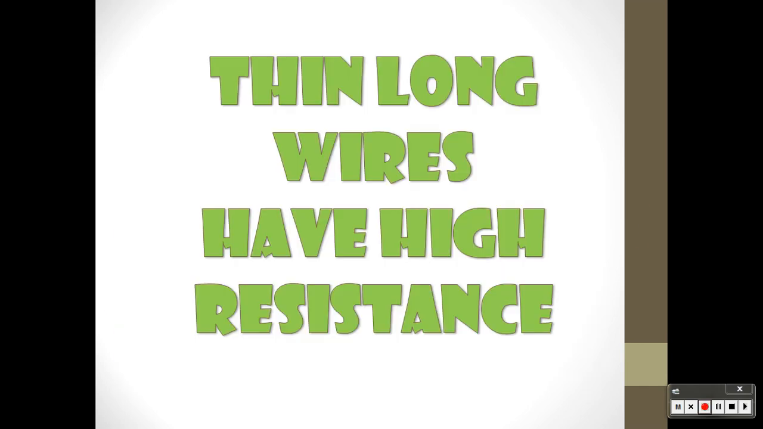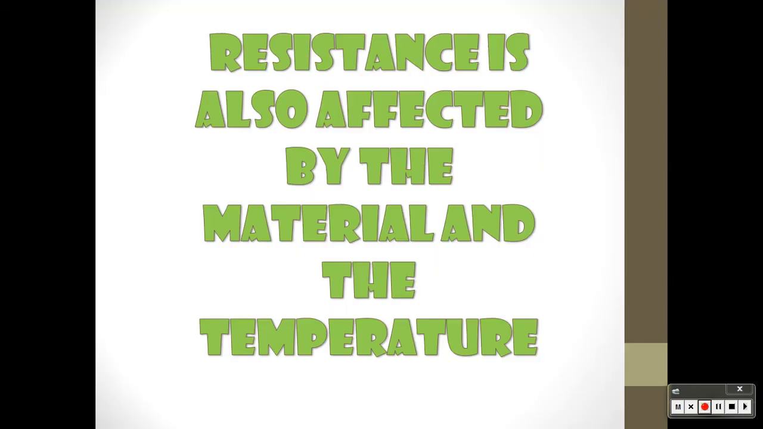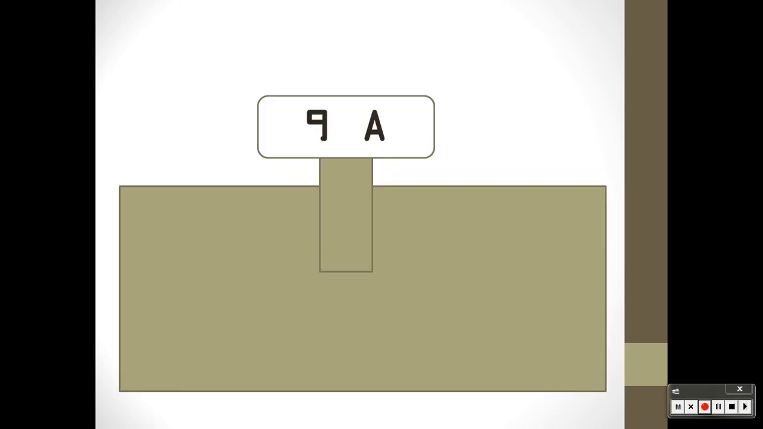So thin wires have a very high resistance because there's just not enough space. The length of the wire has an effect as well. Imagine you're walking through a hallway blindfolded again. The longer the hallway, the better the chance you'll bump into something. Cross-section means thickness. So all of this is people trying to walk through a hallway.